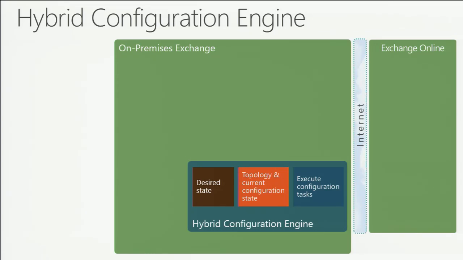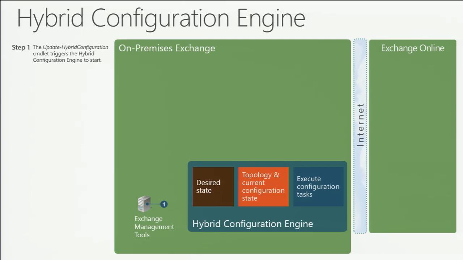So for the hybrid config engine, we start off with the desired state. We ask the customer a series of questions in the hybrid wizard, like where do you want to go? What servers do you want to be involved in this hybrid configuration process? What domains do you have? And we store all this in an Active Directory object called the hybrid configuration object. I'll show you how it looks in the demo later on. And this is the desired state. This is where you want to go.